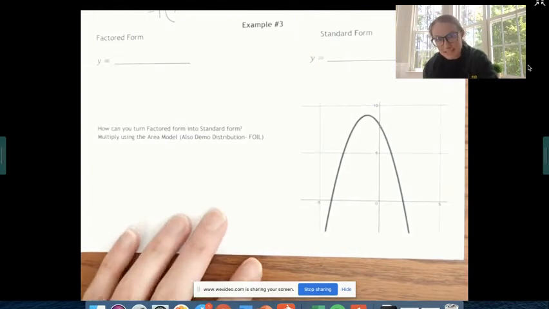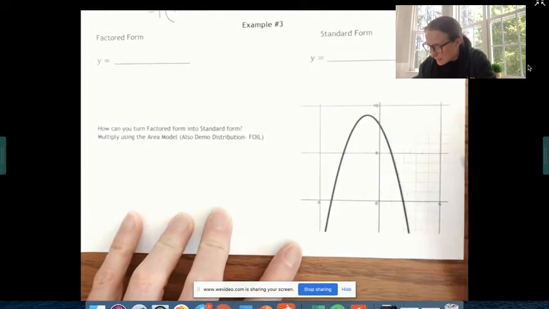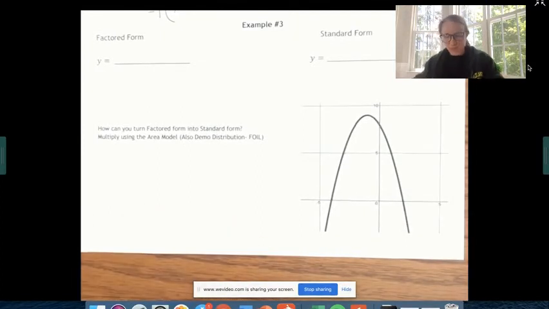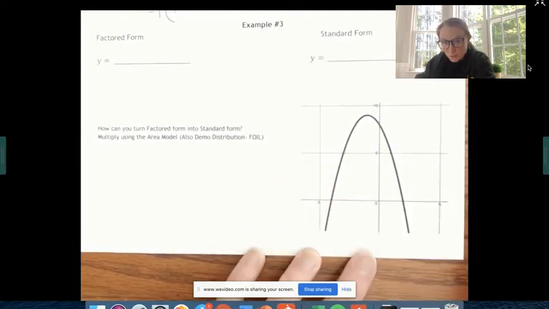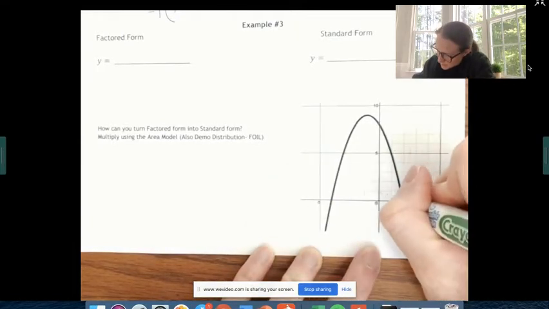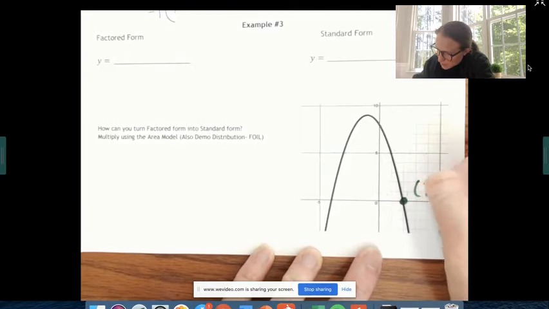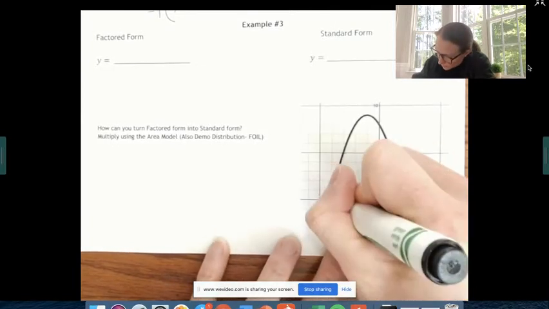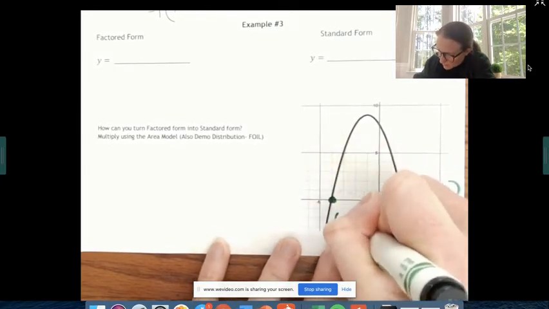On this graph, I see some key features. I like to identify those. I'm going to label. Okay, I'm going to start by labeling my zeros, my roots, my x-intercepts. So right here I have (2, 0), and over here I have (-4, 0).